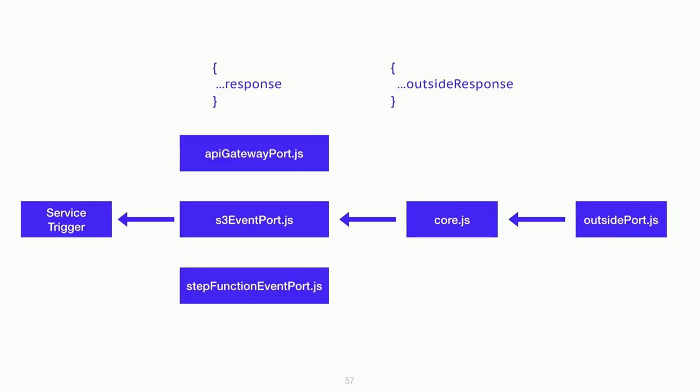And in the response way, you have your outside port returning one response, your core processes it, and your core gives a response to your different ports or your different services, and this is returned to your different service triggers.